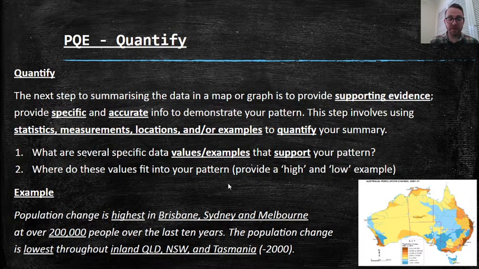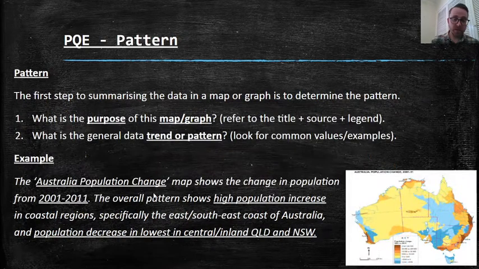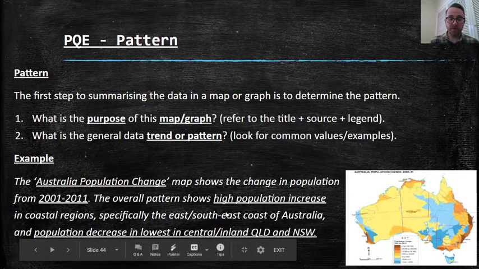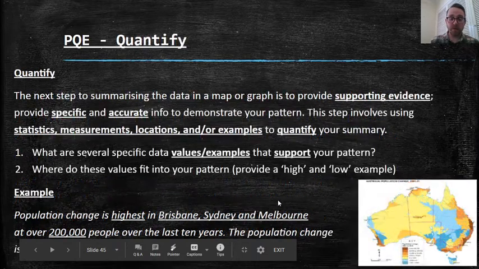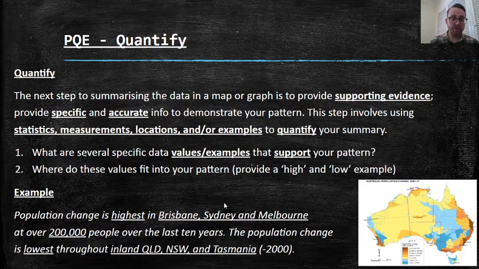So if I've said in the previous slide that population increases are in the southeast and east coast of Australia, then that's what I'll say here. So population change is highest in Brisbane, Sydney, and Melbourne. So I've found some cities in the southeast and the east of Australia, and then I've told you what they are, so their location, their name, and also I've given you a specific number. So over 200,000 people over the last 10 years is population increase in Brisbane, Sydney, and Melbourne.